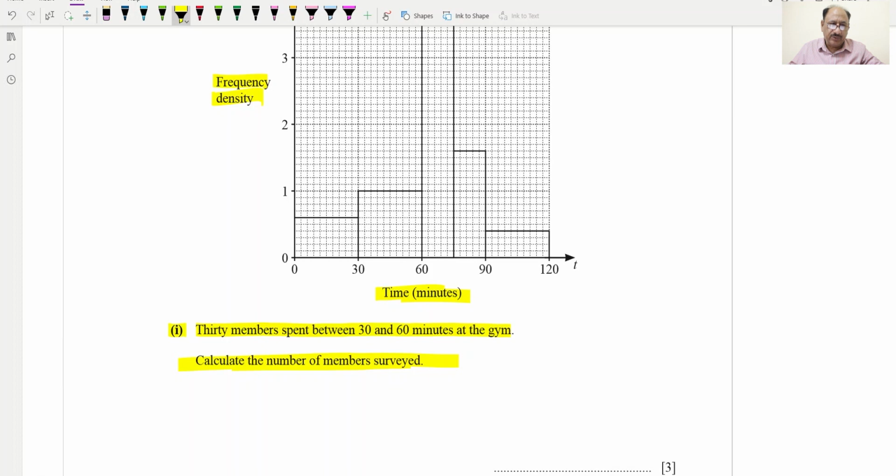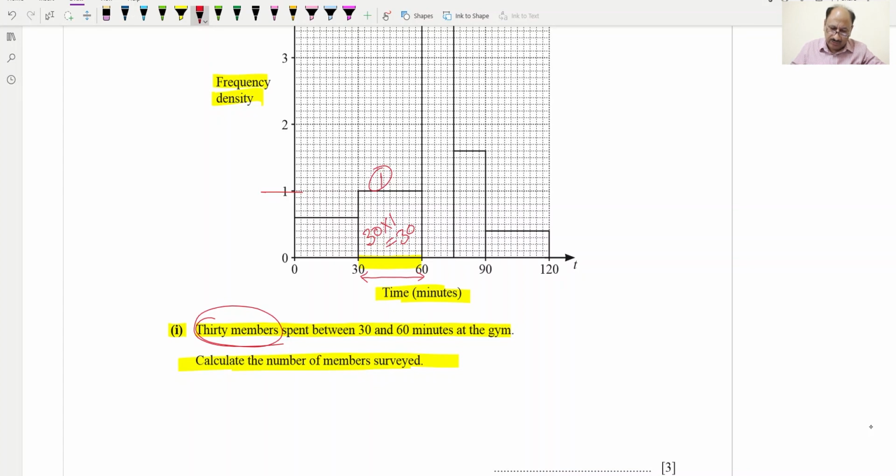So 30 members, so what information they have provided is 30 to 60, which is this one, is members are 30. So this is the information which we'll be utilizing. It means class width is, if you check this, class width is 30, so class width multiply by height, which we can check from here, it is 1. So 30 multiplied by 1 will be, answer will be 30. So we will be using this.